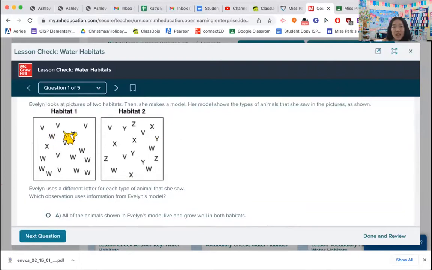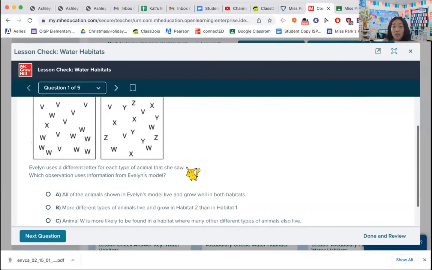So let's pretend that the V's are rabbits. And let's say that the W's are snakes. So we have rabbits and snakes. And then in habitat 2, we have rabbits, snakes, and let's say the Z's are foxes. So in habitat 1, she's got rabbits and snakes. In habitat 2, she has rabbits, snakes, and foxes. Okay, let's see which one is true.